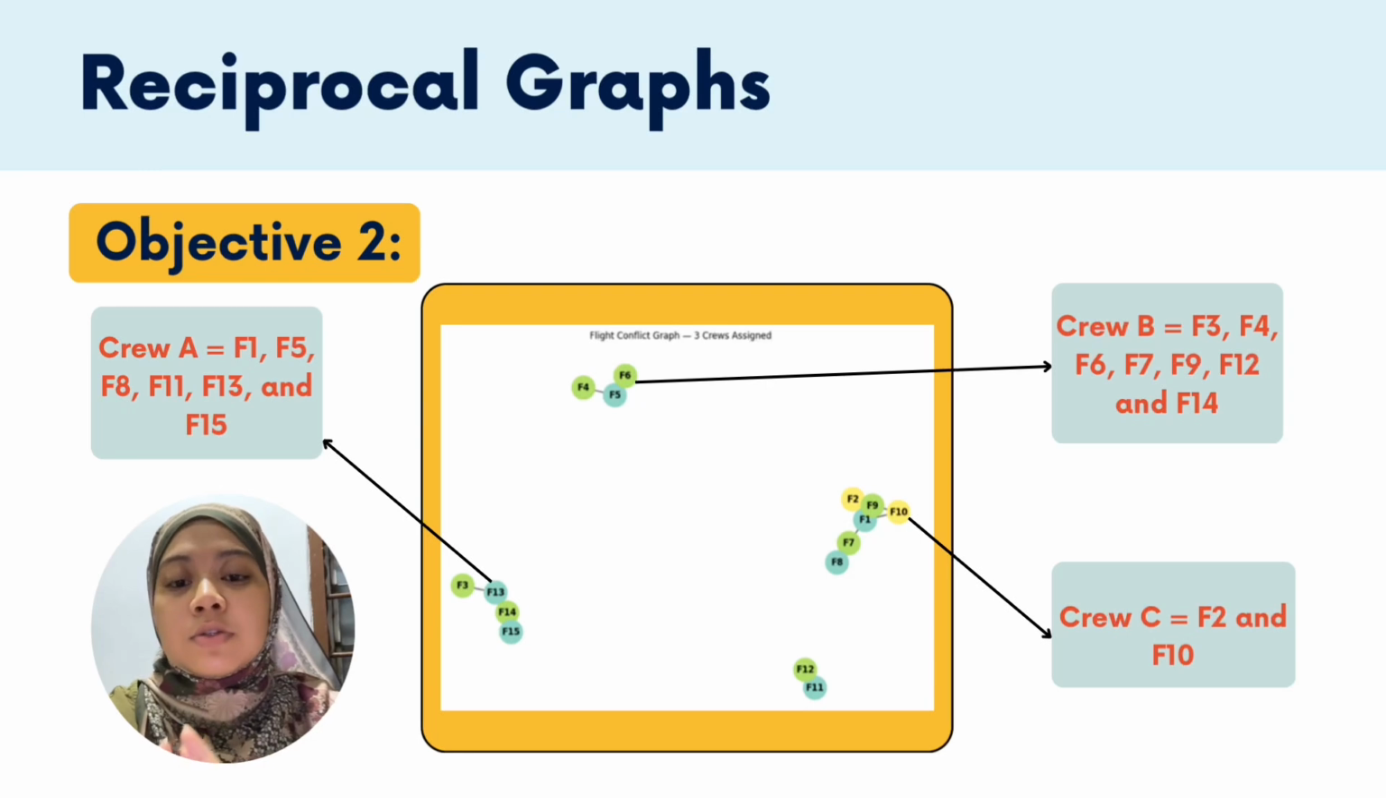The second objective is to apply graph coloring in Python to minimize the number of crew to be assigned. The result showed that only 3 crews were needed. The first crew, Crew A, the blue one, was assigned to flights F1, F5, F8, F11, F13 and also F15. Crew B, the green one, was assigned to F3, F4, F6, F7, F9, F12 and also F14. And lastly, Crew C, the yellow one, was assigned to only F2 and also F10.